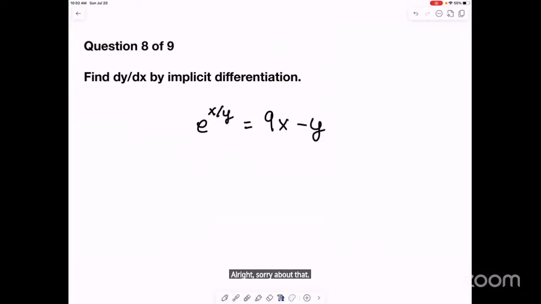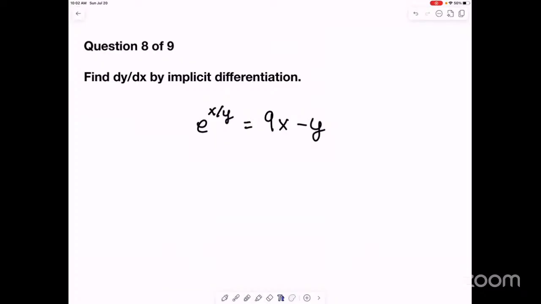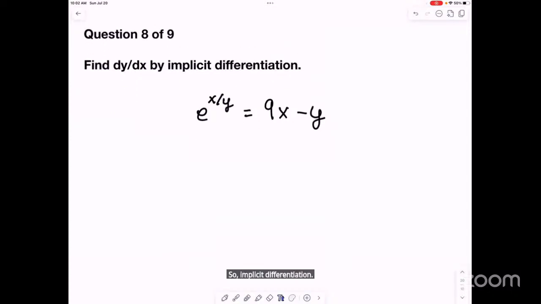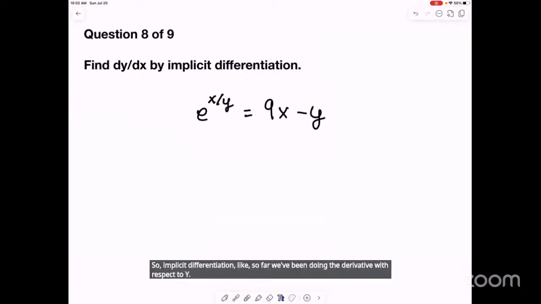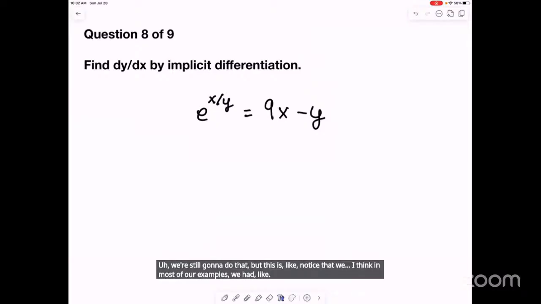So, beautiful mind here. This is question 8 of a series of 9 from calculus. We're asked to find dy by dx by implicit differentiation. Okay. So implicit differentiation, like so far we've been doing the derivative with respect to y. We're still going to do that, but notice that I think in most of our examples, we had y in terms of x. We had one function in terms of another.